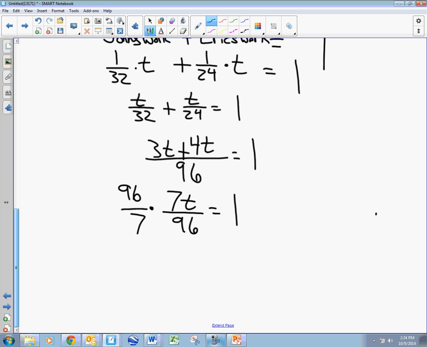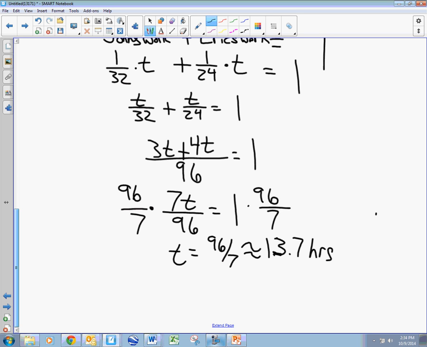And multiply by the reciprocal. So we multiply 96 and we divide the 7, which is multiplying by the reciprocal. So there we go. We have t is equal to 96 over 7, which is approximately 13.7 hours. Does that sound about reasonable?